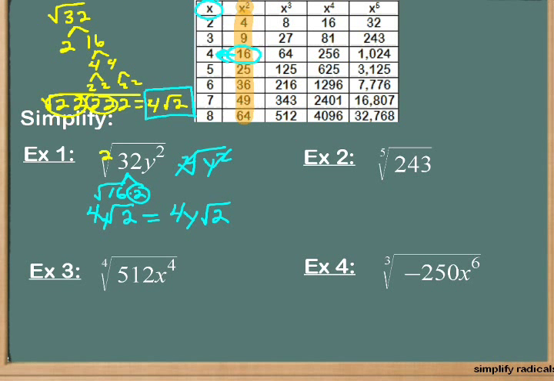Alright, let me go ahead and clear off my chart here so that I can go ahead and do another problem in example 2. Now, what kind of root are we looking for here? Look at the index, and you can see that in the index we're looking for a 5th root, and so we want to go to the column that has x to the 5th.